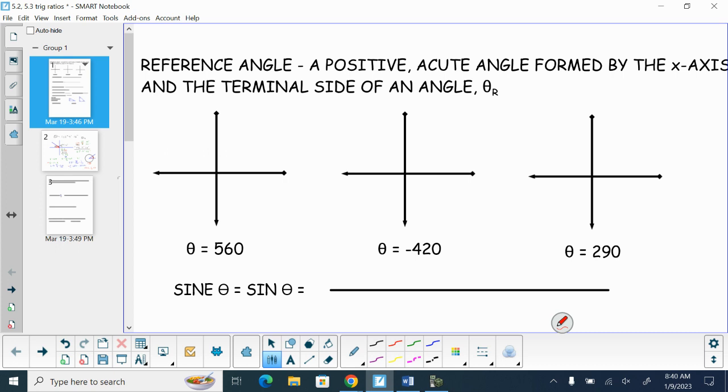Just very quickly, let's do the third one. 290 degrees, what's your reference angle? Just get a kickstart our brain here. Draw your picture. Make sure you draw your picture in the correct quadrant. Sarah, what quadrant are we in? Quadrant four. Our reference angle, once again, is between the terminal side and the x-axis. What do you get for the reference angle then, Sarah? 70 degrees.